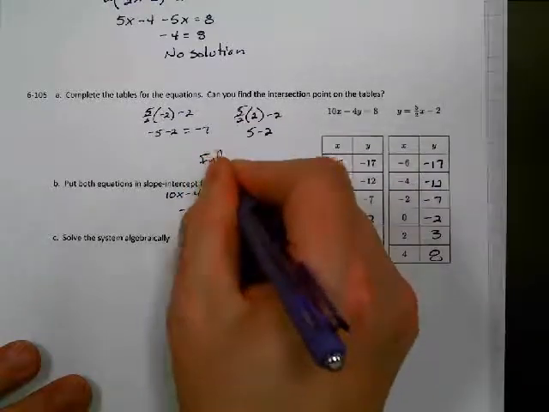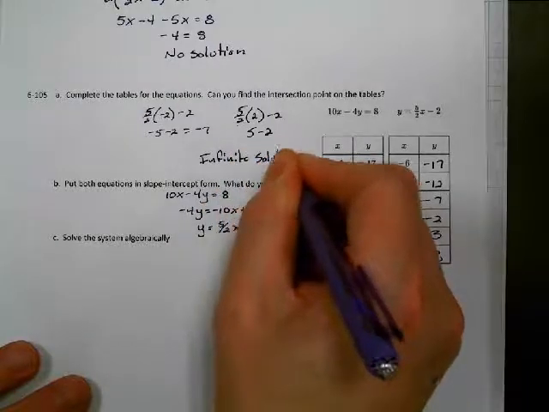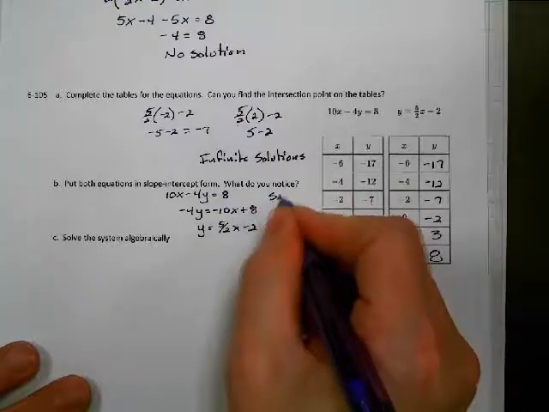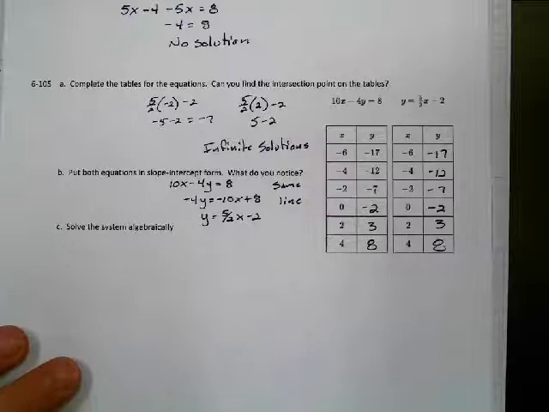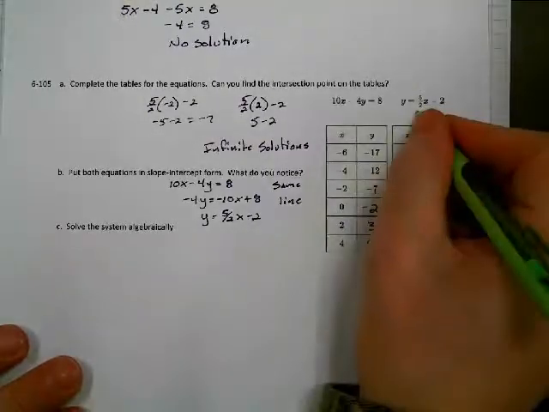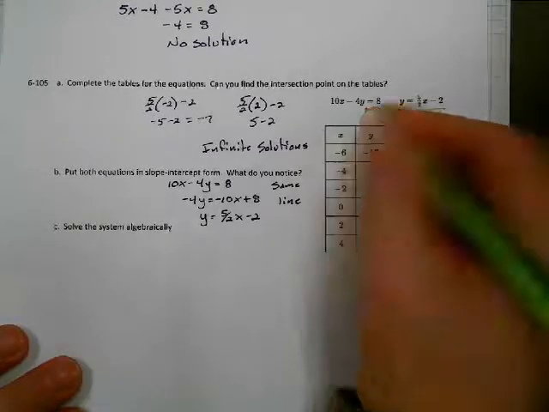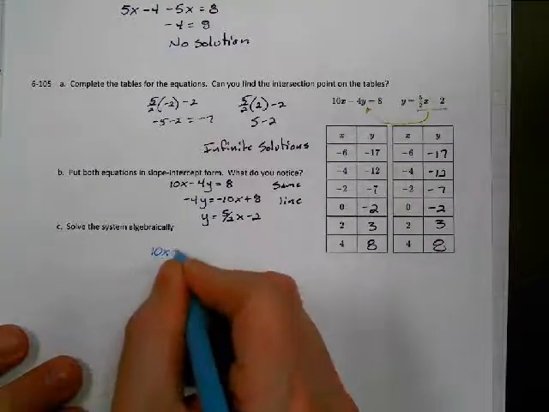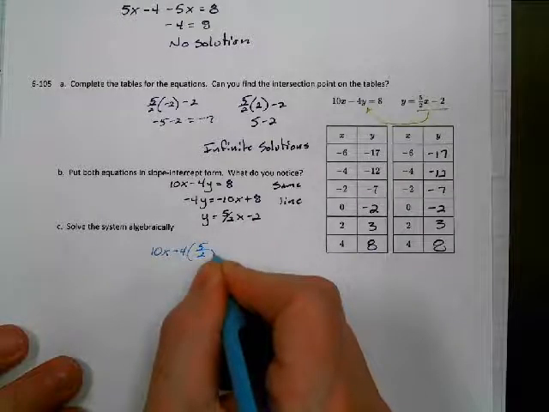Because they're always intersecting. So what do you notice? They are the same line. All right, really quickly, we're going to solve this using substitution. We're going to plug this into y right here. So we're going to do 10x minus 4 times 5 halves x minus 2 equals 8. So I'm going to distribute the 4.